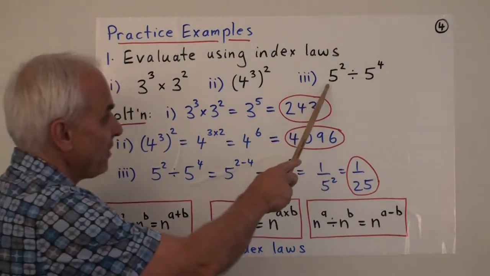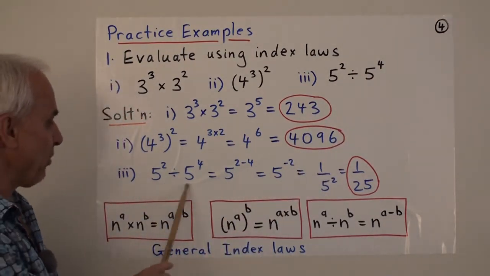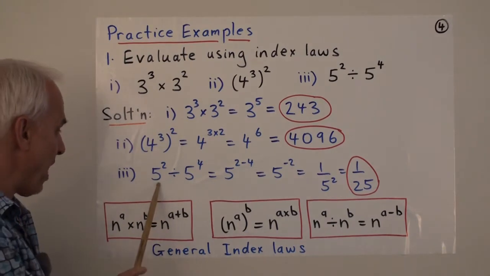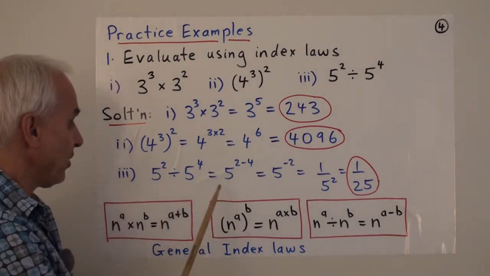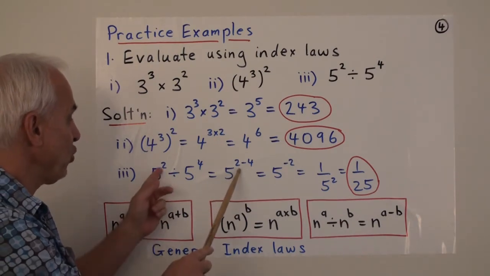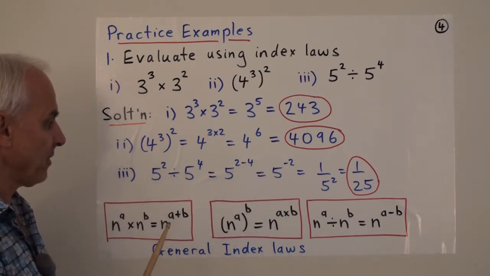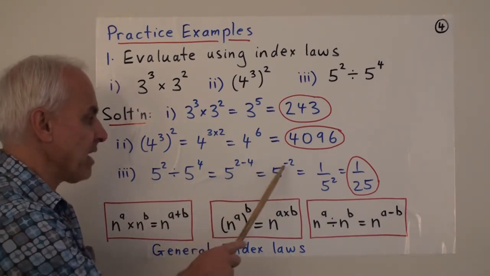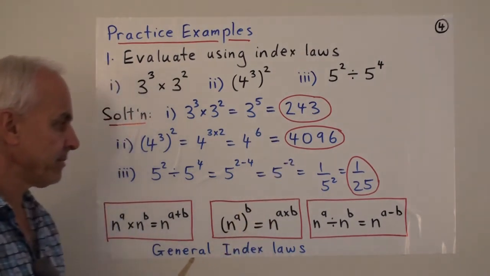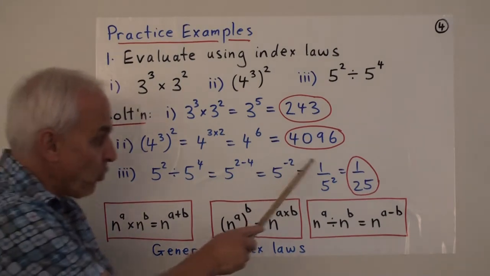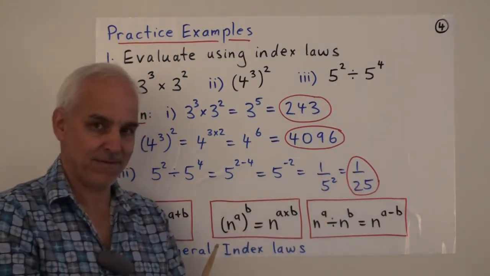How about 5 squared divided by 5 to the 4th? This is an example of the third index law. We have one power divided by another power. The law says to take 5 to the 2 minus 4, the difference between the exponents. Well, 2 minus 4 is minus 2. So this is 5 to the minus 2. What is that? That's 1 over 5 squared, in other words, 1/25.